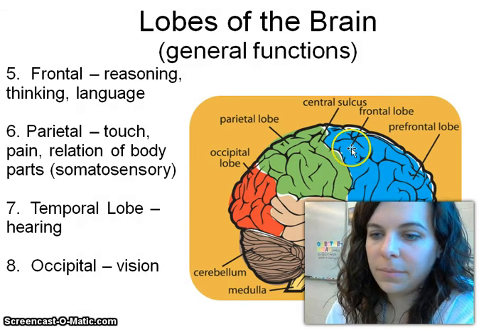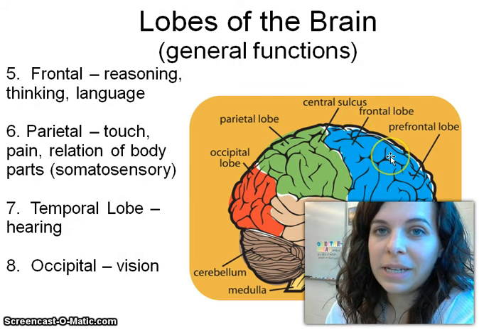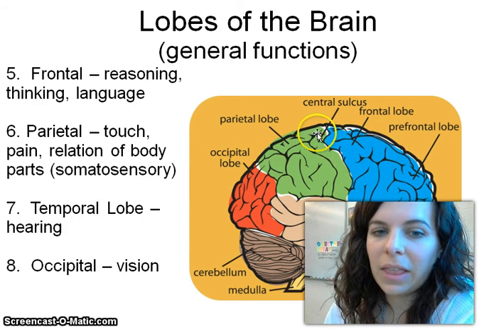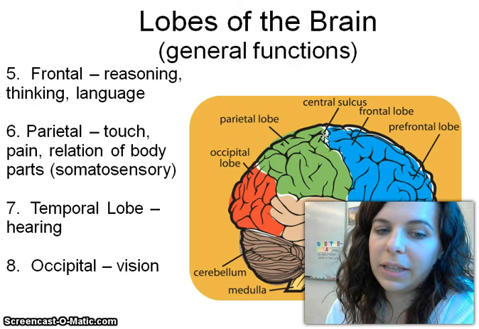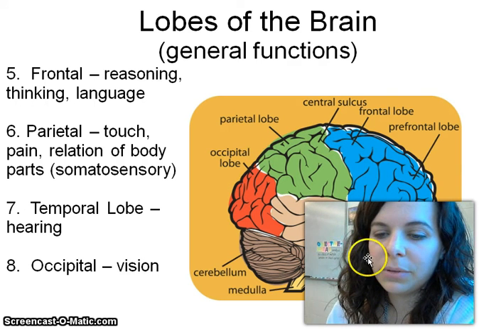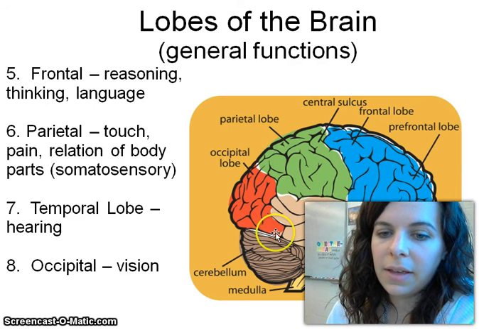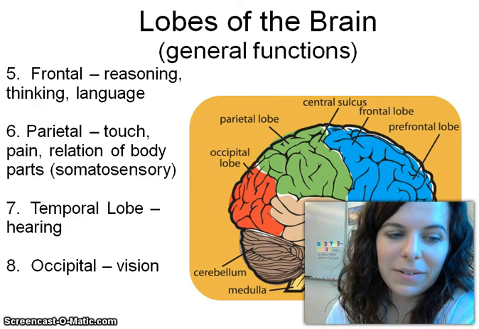The frontal lobe here is reasoning, thinking, and language. The parietal is where you process touch, pain, and the relation of your body parts. The temporal lobe is where you process your hearing. And the occipital lobe is where you process vision.